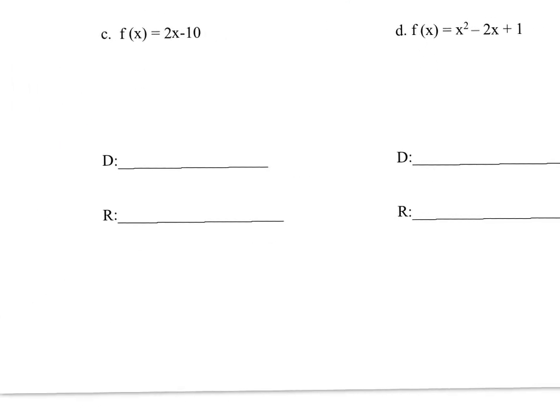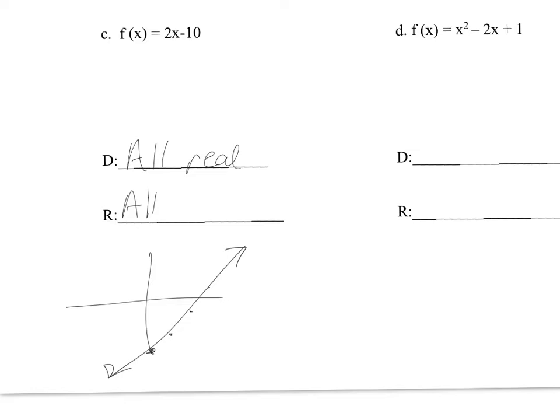Part C, this is a linear equation. If you think about the graph of this, it's going to cross the y-axis at -10, and then it's going to have a positive 2/1 slope. So something like this. You can kind of imagine what that graph is going to look like. Any line always has arrows at the end. So if you notice, the graph is going to continue to go to the left, continue to go to the right, continue to go up, and continue to go down. So I would say both the domain and the range are all real numbers.